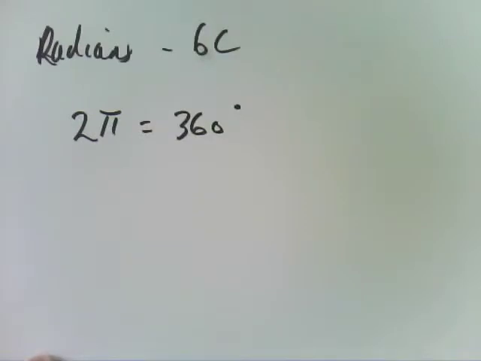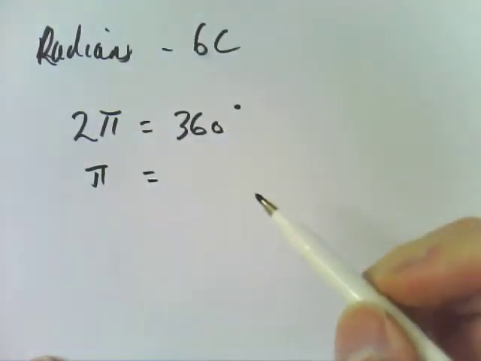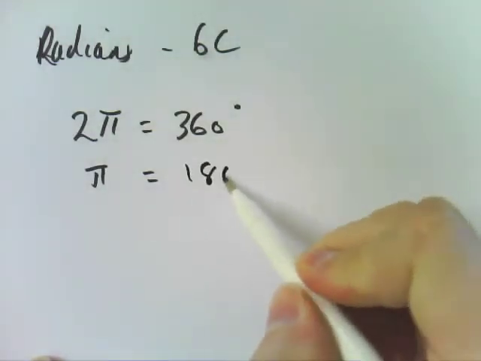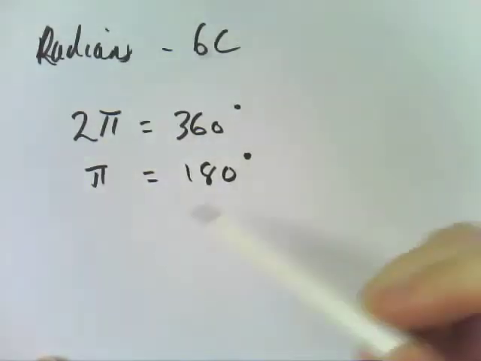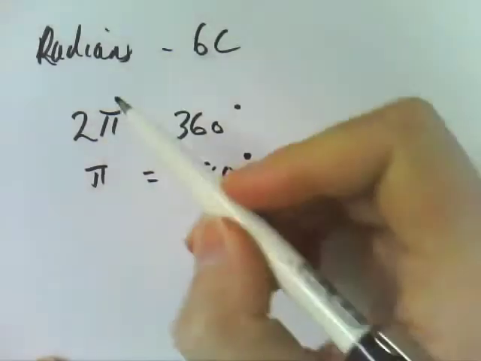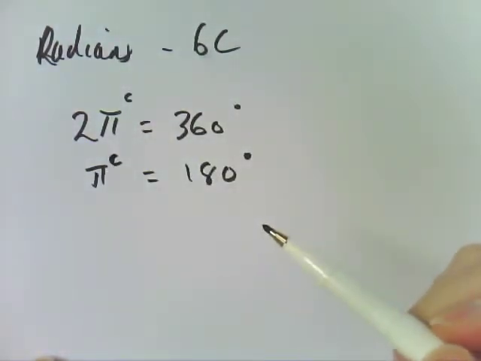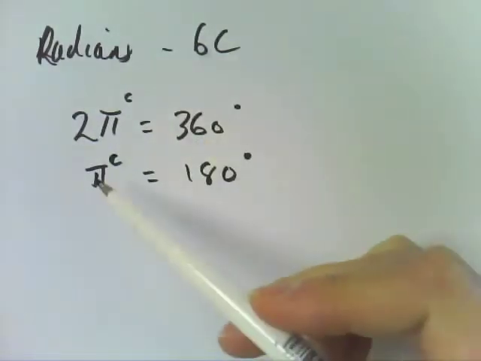So what's pi? 180. So it's 1/2. Yes, pi is 3.14, thank you very much. But in terms of radians, pi is 180. I should have the little radian symbol, which is a little c. That's just what the symbol is. So 2 pi radians is 360 degrees. Pi radians is 180 degrees.